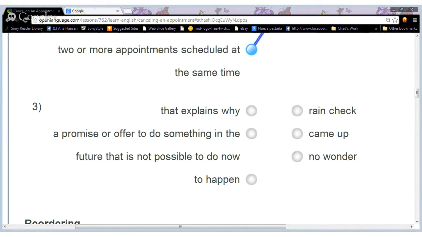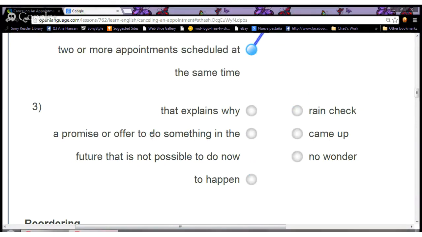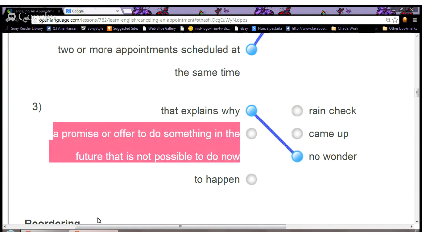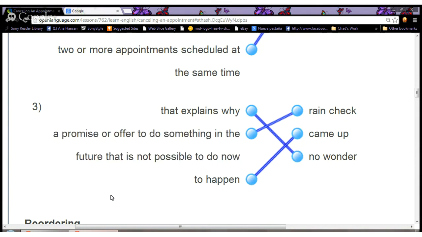Okay, good. All right, let's go to Laszlo. Right here, please. That explains why. No wonder. Okay, good. Michele, our next one, please. A promise or offer to do something in the future that is not possible to do now. Rain check. Good, rain check. And if something came up, something has happened. Nice job, you guys.